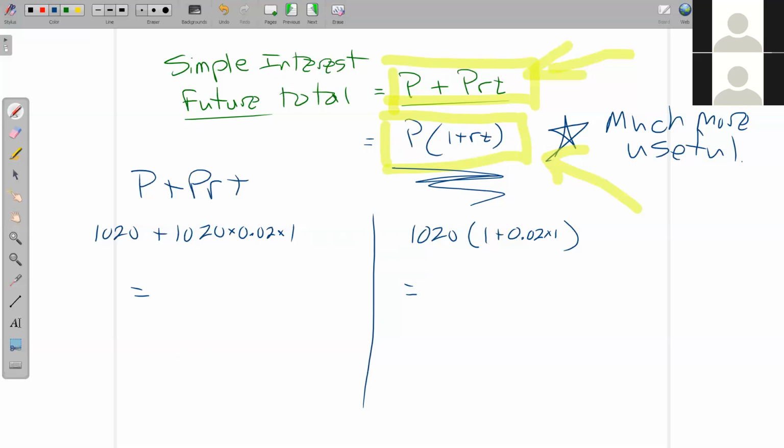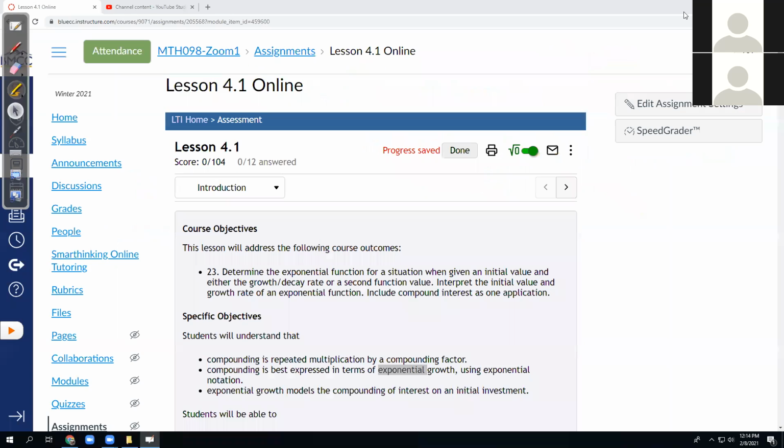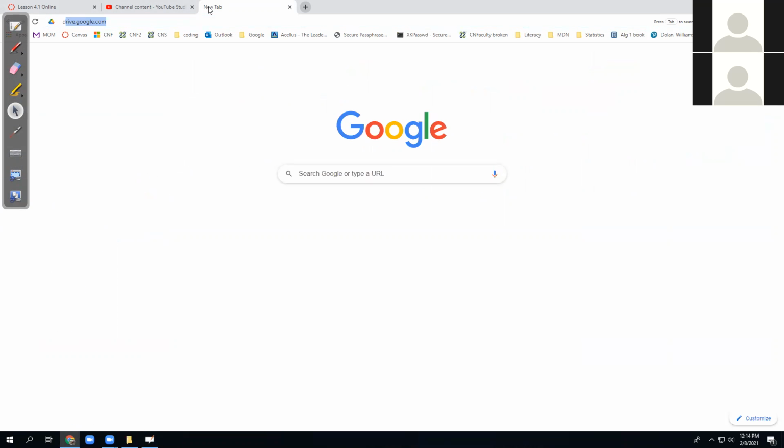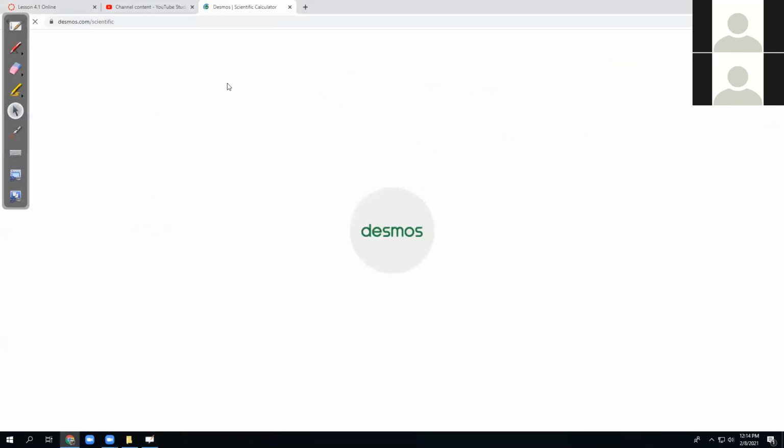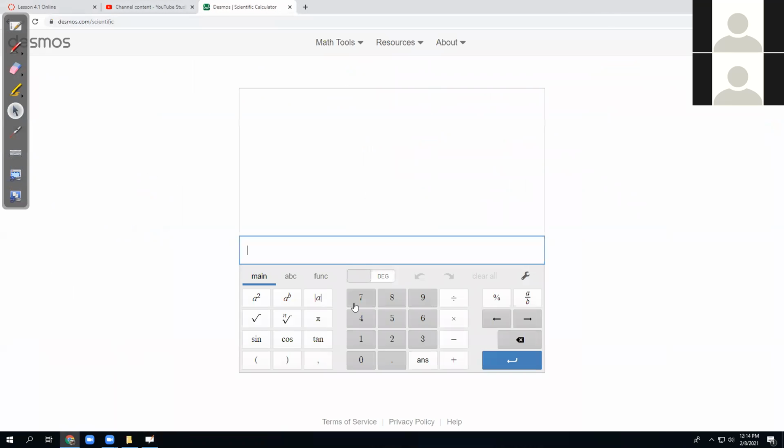Get a calculator out. I think I'll use Desmos today. So first version, 1,020 plus 1,020. And on any modern calculator, you should be able to just type all this in at once. No need to do it in stages. And this is an important skill. So I get that at the end of the second year, there should be $1,040.40. Did anyone else get that? I did. Okay. Me too.